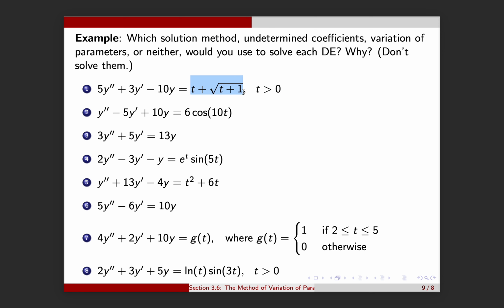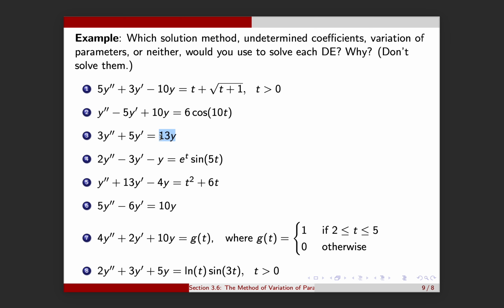This function here, its derivatives don't look enough like itself. This is not a polynomial. It's not an exponential. It's not trig. This root means it's kind of out of bounds for undetermined coefficients. So this is a variation of parameters problem. By contrast, this looks a lot like what we did in section 3.5. You just have a cos over here. So this is undetermined coefficients.